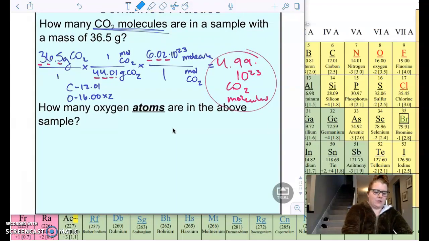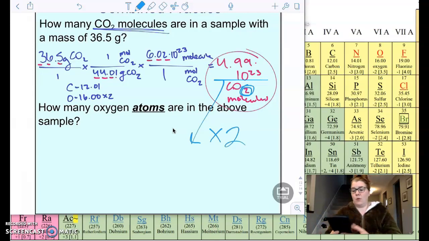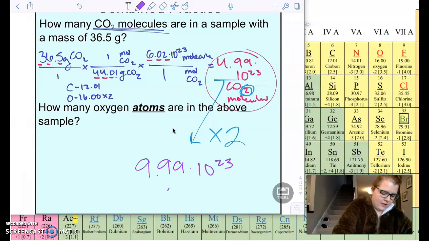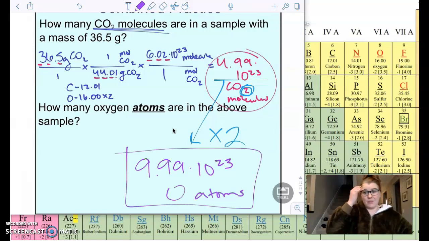So basically, if there are 2 oxygens per every CO2, and this is how many CO2s I have, well, I'm just going to take this value and multiply it by 2. So 4.99 times 10 to the 23rd times 2. I am getting 9.99 times 10 to the 23rd oxygen atoms. Again, I'm looking for 3 sig figs. That multiplying by 2 is exact because there's exactly 2 oxygens per every carbon dioxide.